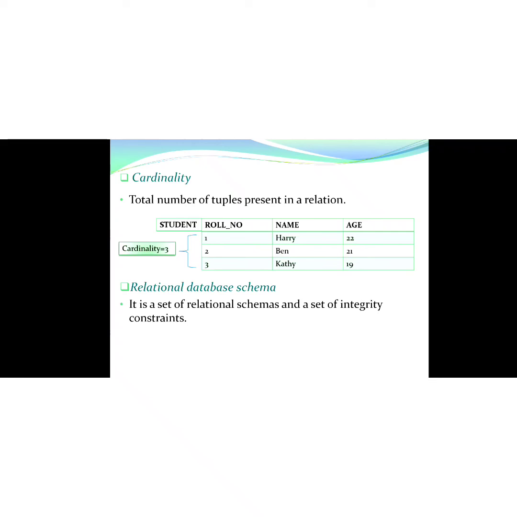Next we'll see what is relation state or relation instance. Relation state is a set of tuples at a given moment of time.